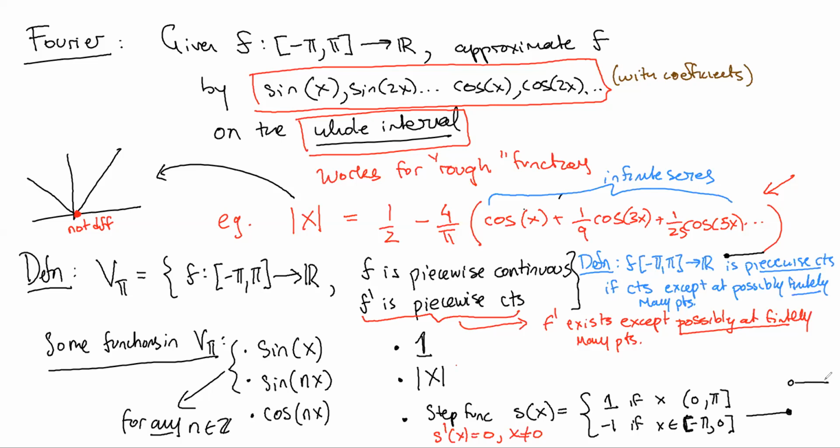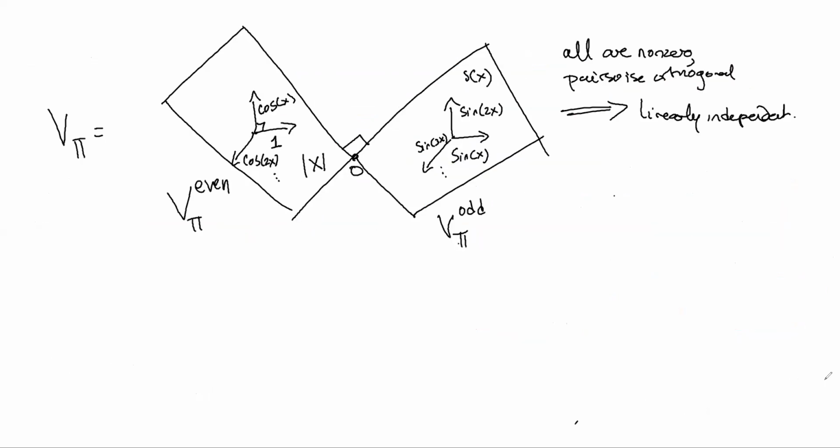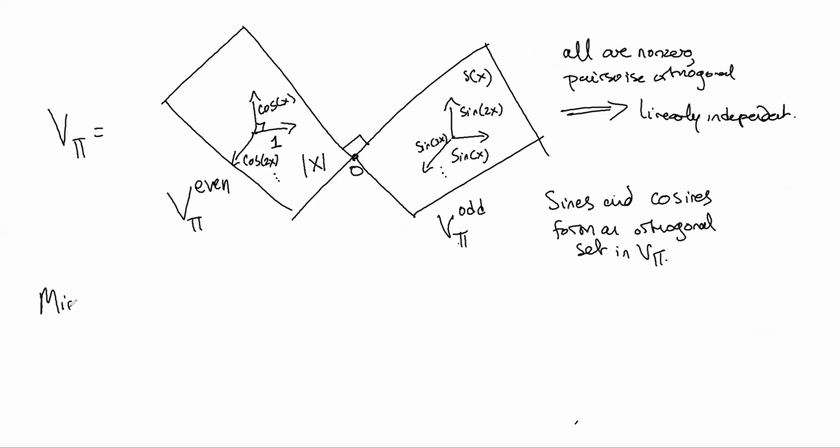Okay, somebody's saying they don't get what a Fourier series is. That's because I haven't told you what it is. So there's nothing wrong. I'll now tell you what it is. So the conclusion is sines and cosines form an orthogonal set in V pi. That's easy to check. The thing that's a miracle is that they actually form an orthogonal basis.